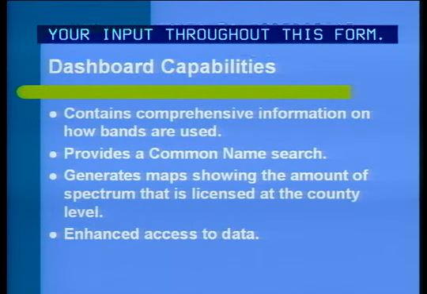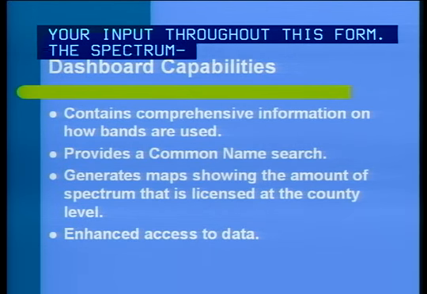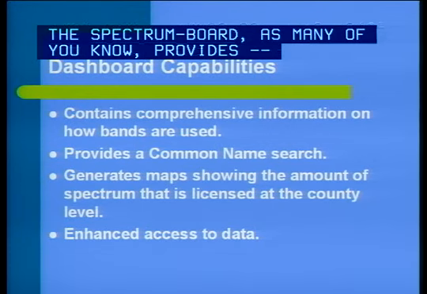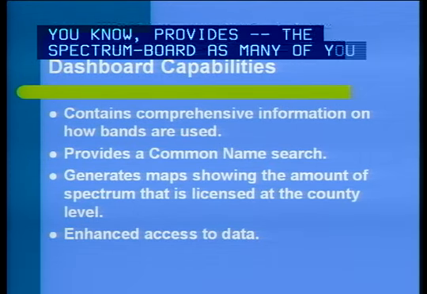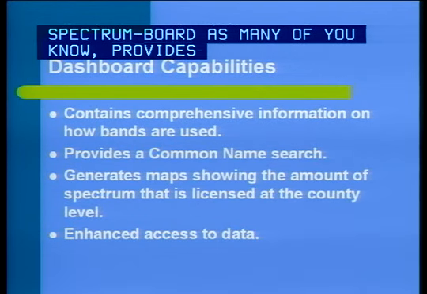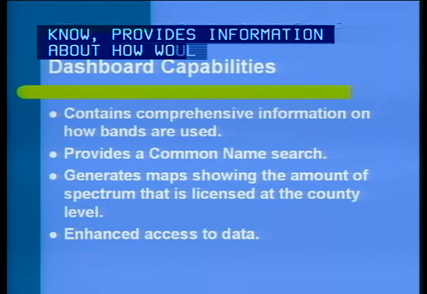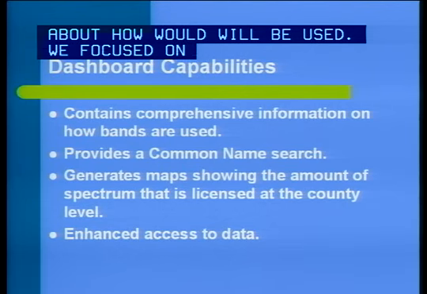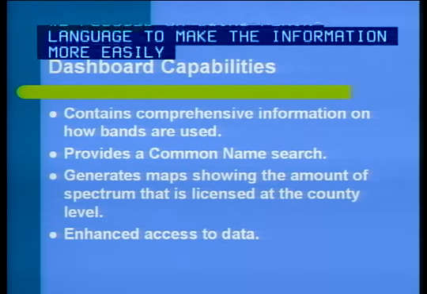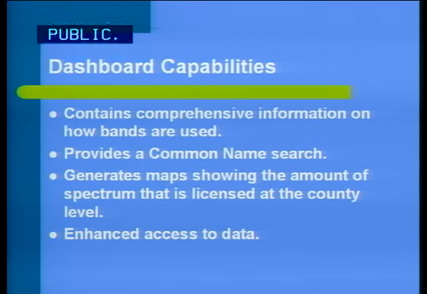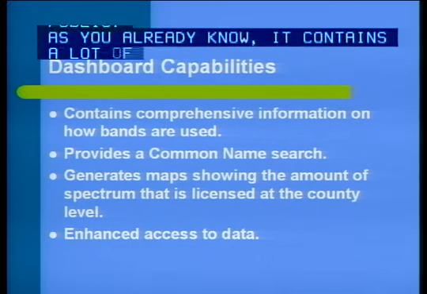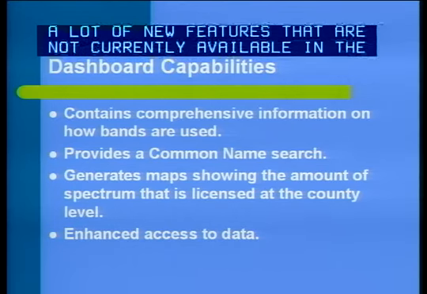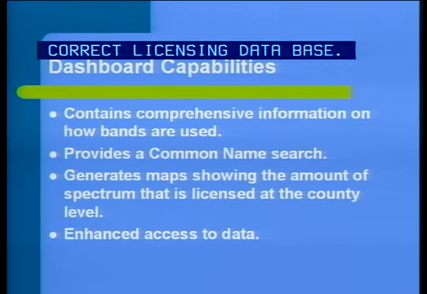The Spectrum Dashboard, as many of you know, provides enhanced access to information about how spectrum bands are used and allocated. Our goal in putting this together was to provide one-stop shopping to this information, which is not available at this time. And we also focused on using plain language to hopefully make the information more easily understood by the public. As you may already know, it contains a lot of new features that are not currently available in our licensing database. It contains comprehensive information on how spectrum is used and the ability to search for that information based on selected bands of choice.